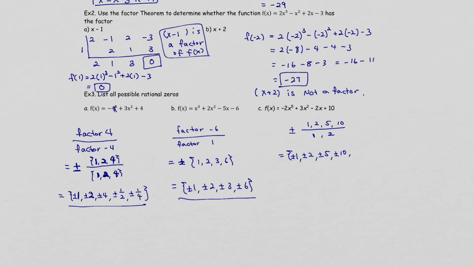Now with the 2 in the denominator, it will be plus minus 1 half. 2 over 2 is 1, and I already have that. 5 over 2. And 10 over 2 is 5, right? And I already have that. So this one has more numbers that you need to try: 1, 2, 3, 4, 5, 6 plus minus, so 12 values that you can try. And one of those 12 should be the solution of that f of x function.